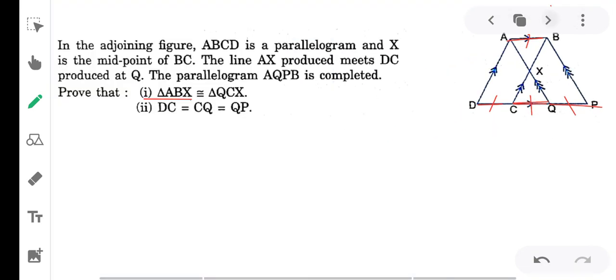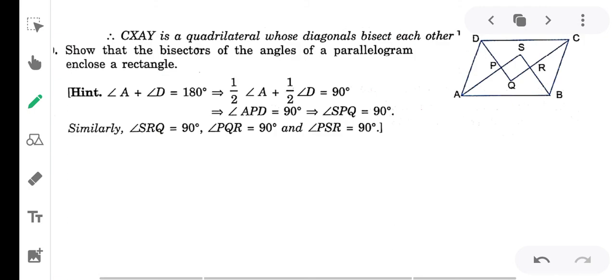Okay, next question. Prove that the bisectors of the angles of a parallelogram enclose a rectangle. So AS is the bisector of angle DAB, like that BS is the bisector of angle B, and CQ is the bisector of angle C, and DQ is the bisector of angle D. They enclose a rectangle, that means PQRS is a rectangle.